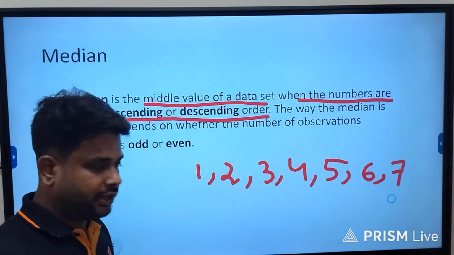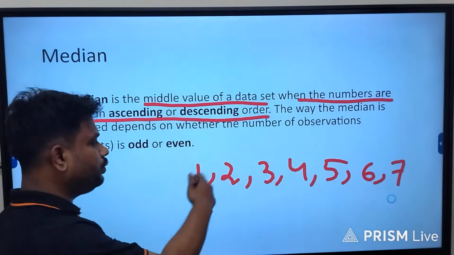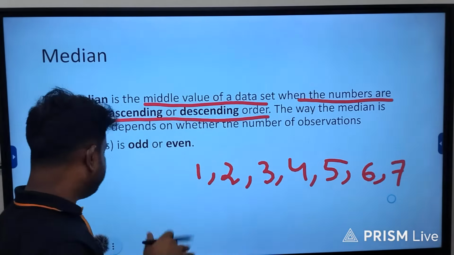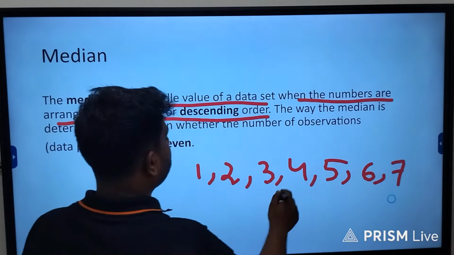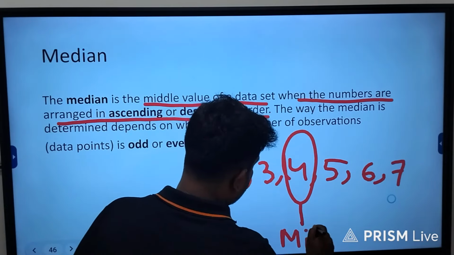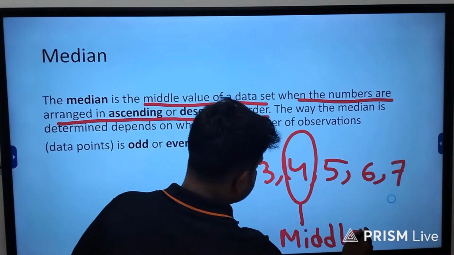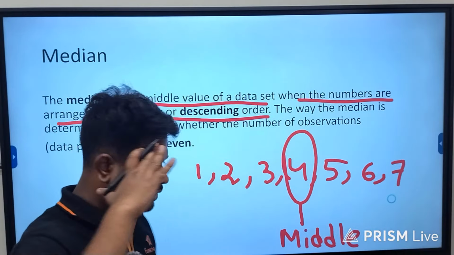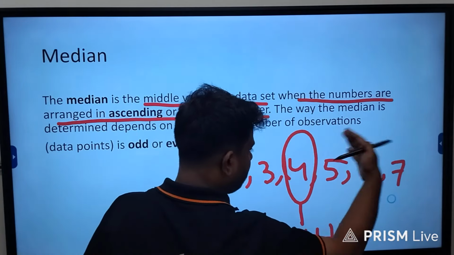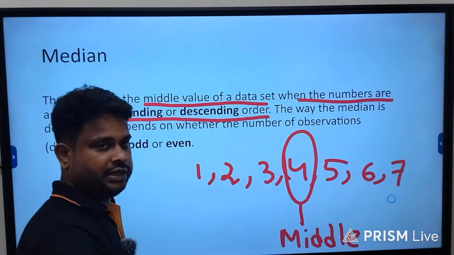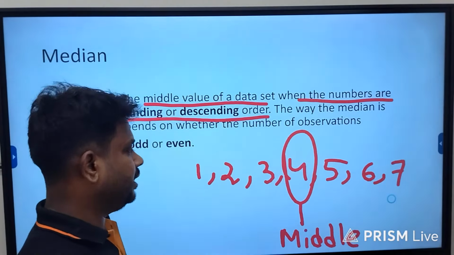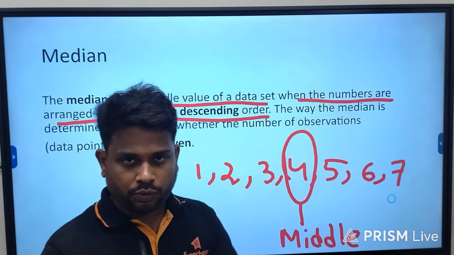Let us say we discuss this given set of data ranging from 1 to 7: 1, 2, 3, 4, 5, 6, 7. We can simply tell that 4 will be considered the middle value of the data. Why? Because 4 lies completely in the middle. It has 3 numbers before it and 3 numbers after it. So 4 will be called the median of the given data. No doubt about that.